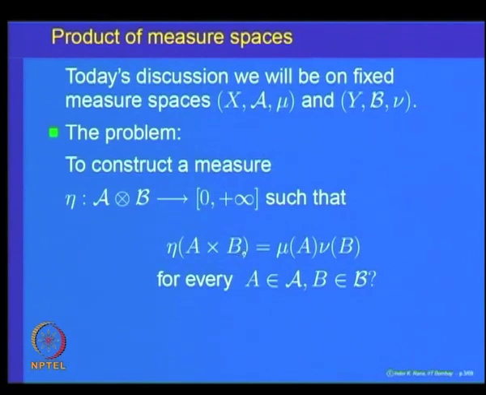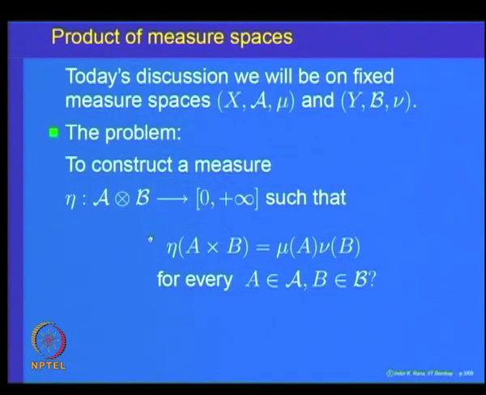So, if we can show that this set function eta, which is defined by this equation for measurable rectangles A times B, is a measure, that it is countably additive, then we know that measurable rectangles form a semi-algebra and they generate the sigma algebra A times B. So, we can take advantage of our extension theory and extend this eta, if it is a measure on the semi-algebra of all rectangles, to the sigma algebra A times B. So, that is roughly the route we want to follow.